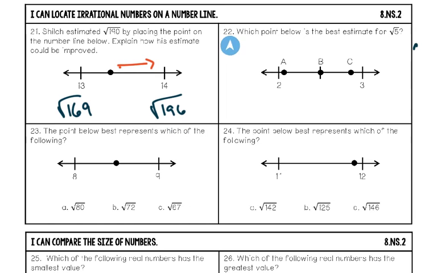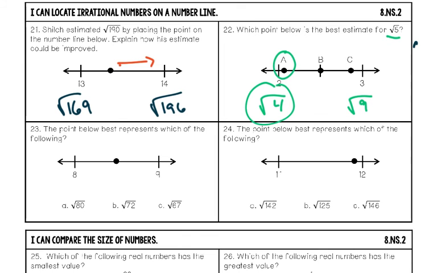So we'll do the same thing for number 22. It says which point below is the best estimate for the square root of 5. We have 2 and 3, so we'll look at their doubles. 2 times 2 is 4, so the square root of 4 is 2. 3 times 3 is 9, so the square root of 9 is 3. And then we're going to estimate the square root of 5. It's going to be a little closer to the square root of 4, so it's going to be A, about 2.2. It's going to be closer to 2 than 2.5.